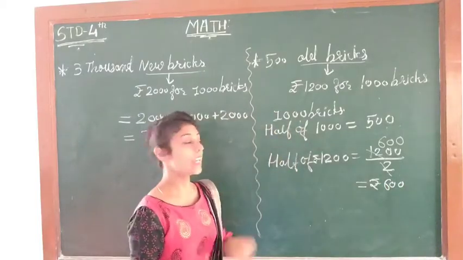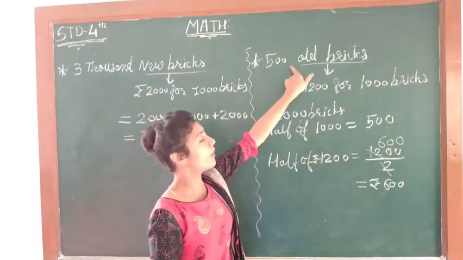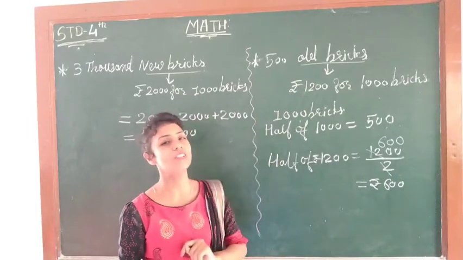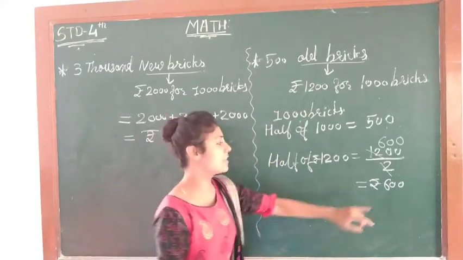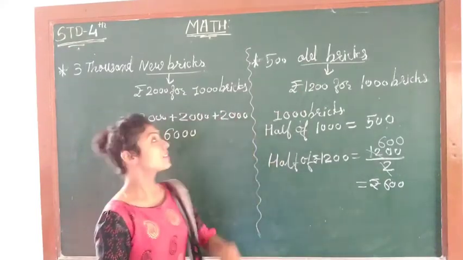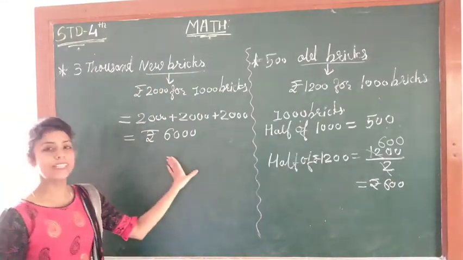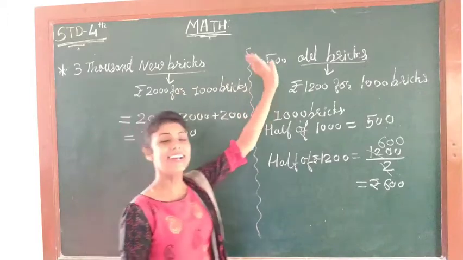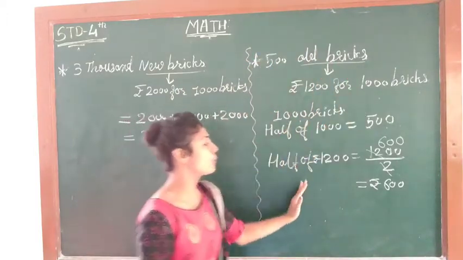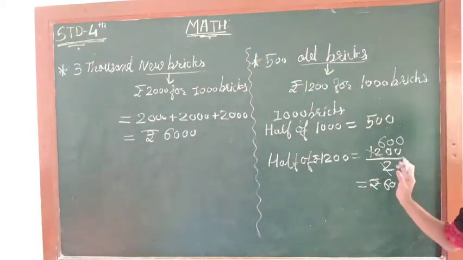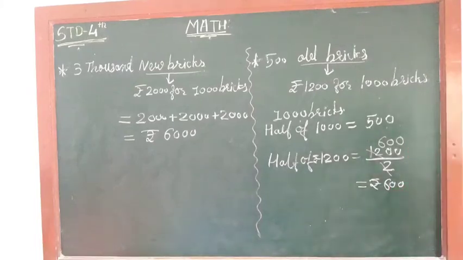So we can say the cost of 500 old bricks is rupees 600. So for new bricks, 3000 new bricks, it costs rupees 6000, and for 500 old bricks, it costs rupees 600. So students, write these sums in your notebook.